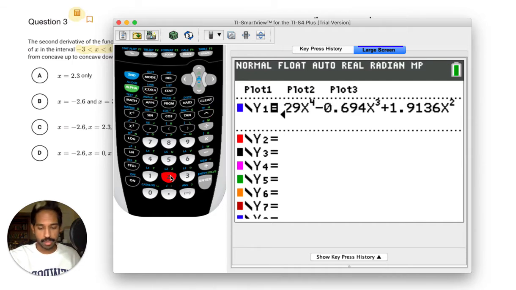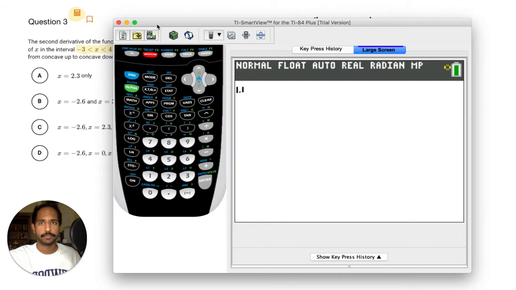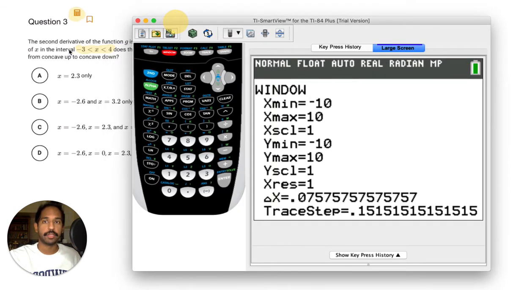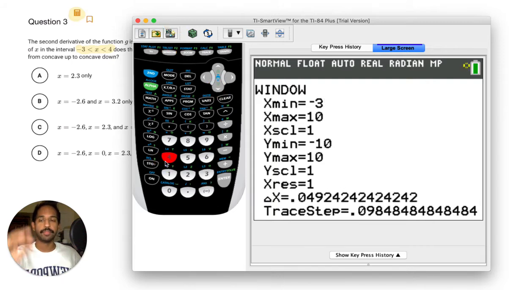All right, so now we have our equation. This is our second derivative. First off, let me check my window. We're told in the question that the interval for x is from -3 to 4, so I want to change my x min and x max to be those values. My x min will be -3, and my x max will be 4. That'll make my window exactly where I want it to be. So let's go to the graph.